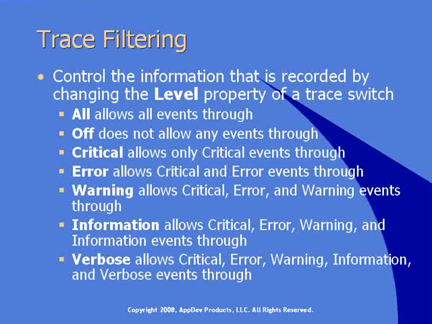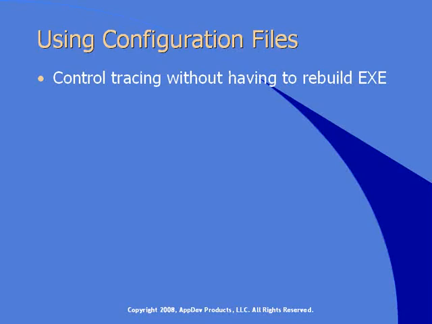You can decide for each listener what level of information you want to pass. And we'll see in the demo that you can set all of this up in code, and you can also use configuration files. And the benefit of using the configuration file is, first of all, you don't have to set everything up in code, and secondly, you can make changes without having to rebuild your executable. So let's go explore how we enable tracing in an application and what kinds of information we can record.